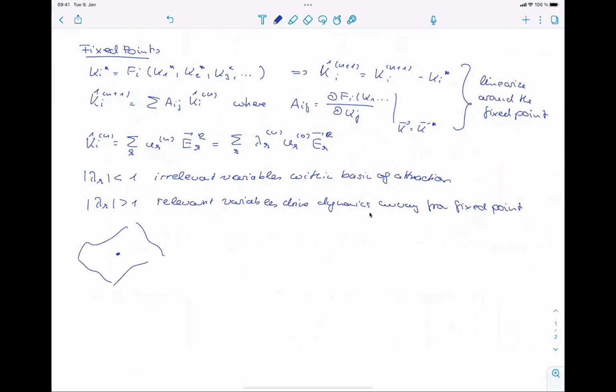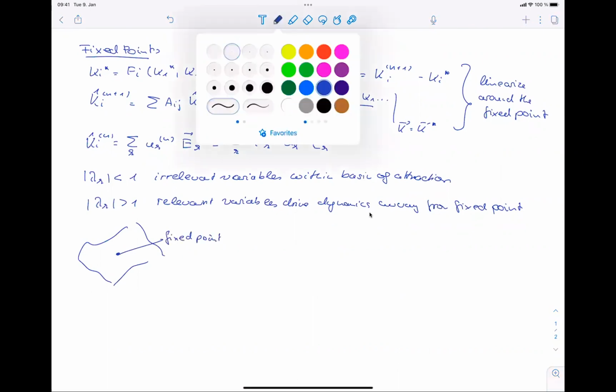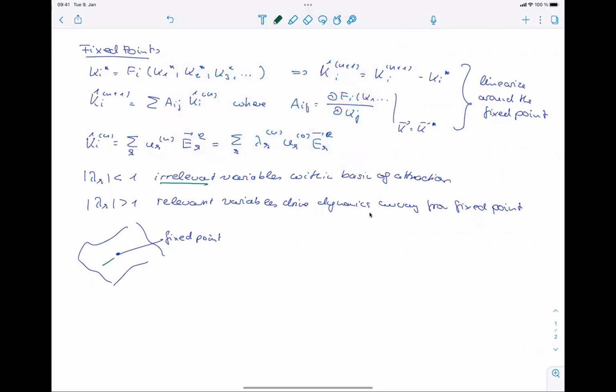And so the image in mind is that if this is our fixed point, then the irrelevant variables, the eigenvectors, lie in the basin of attraction that I'm spanning here. This is the basin of attraction, and they drive flow towards the fixed point, and these are the relevant variables that need to be adjusted and drive the system away.